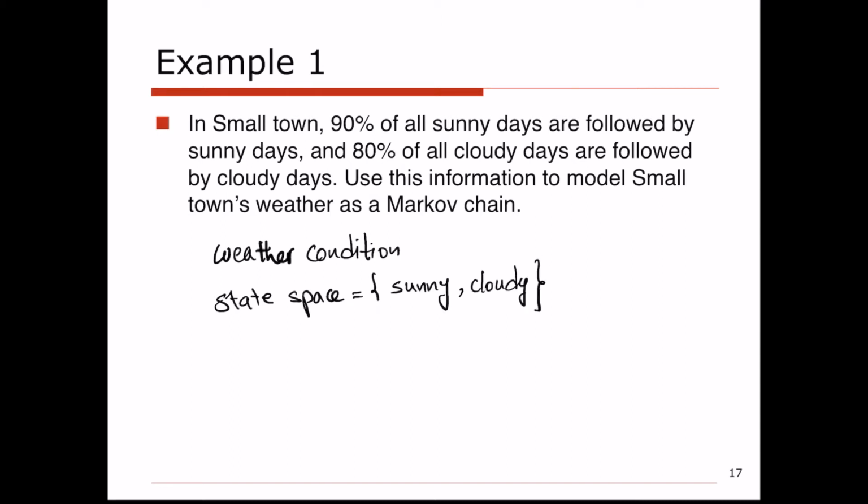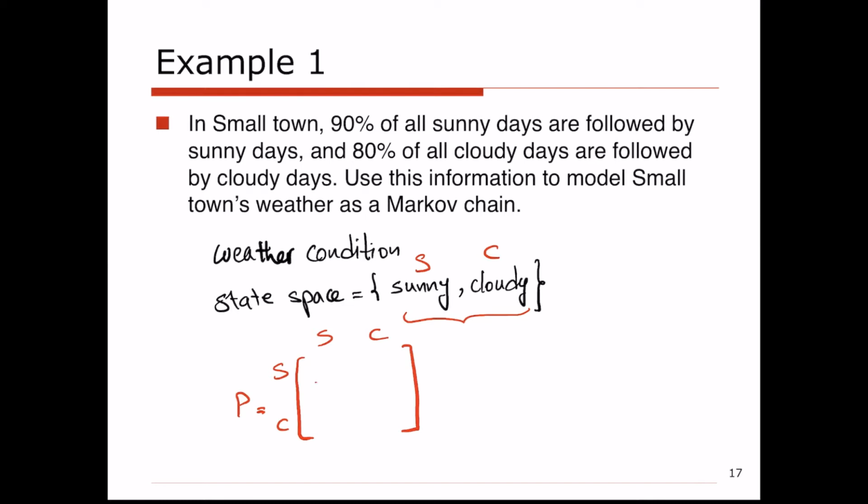Okay. Next, we have to put the transition probability matrix together. As we said before, when we want to put the transition probability matrix together, the number of rows and the number of columns in this matrix will be equal to the number of possible values for the state of the system. So here we have two possible values for the state of the system, sunny and cloudy. So we will have two rows, one for sunny, one for cloudy, and two columns, one for sunny and one for cloudy. Okay, so now we are going to fill this transition probability matrix.